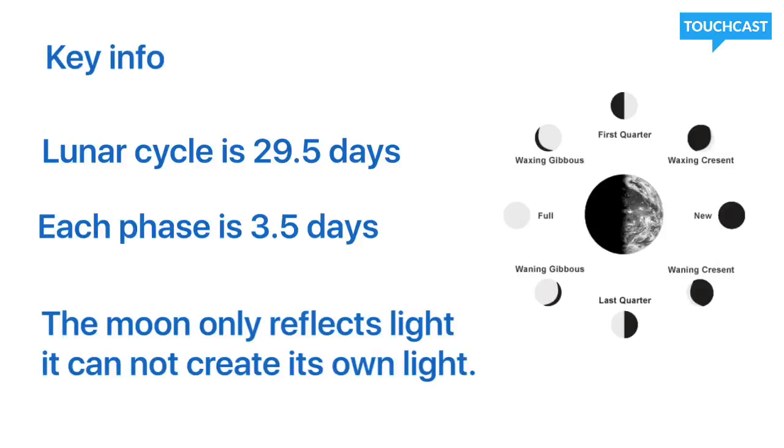Here is some key information to write down before we get started. Basically, the lunar cycle is 29.5 days. Each phase of the lunar cycle is approximately 3.5 days, and the moon cannot create the light itself. It has to reflect light from the sun, kind of like a mirror.